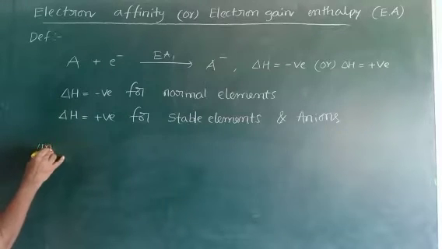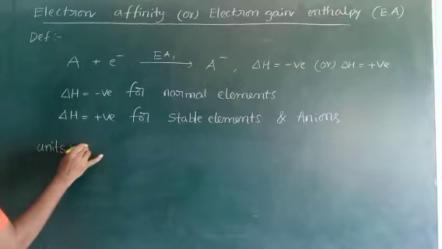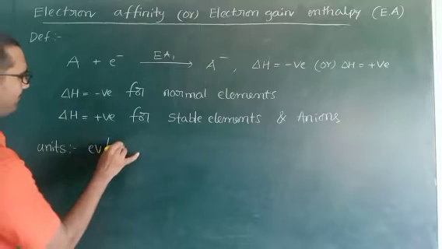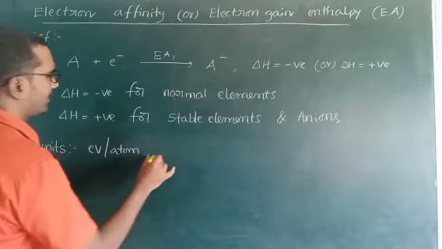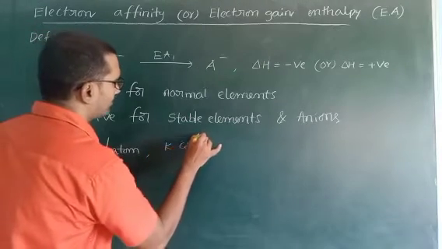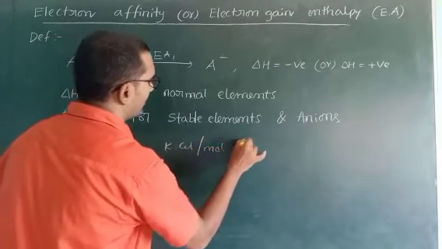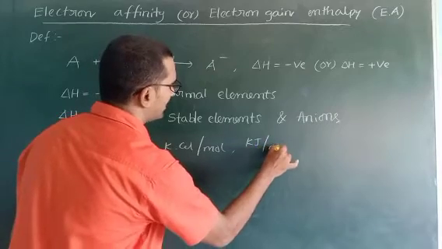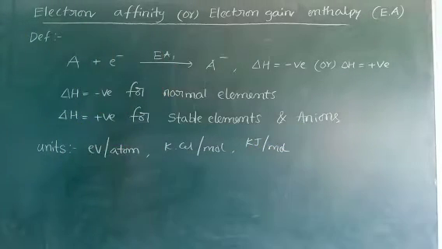Units. Same as ionization energy units only. Electron volt per atom. Kilocalorie per mole. Kilojoule per mole. These are the units. Right? Next one.